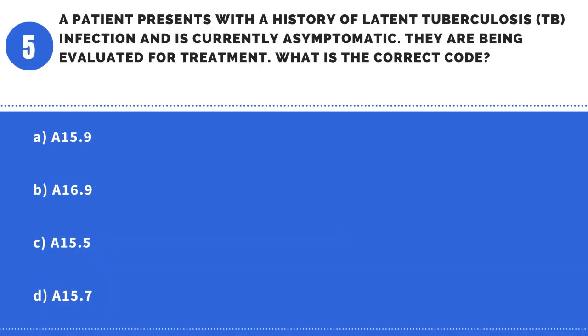Question 5. A patient presents with a history of latent tuberculosis infection, and is currently asymptomatic. They are being evaluated for treatment. What is the correct code? A. A15.9. B. A16.9. C. A15.5. D. A15.7.